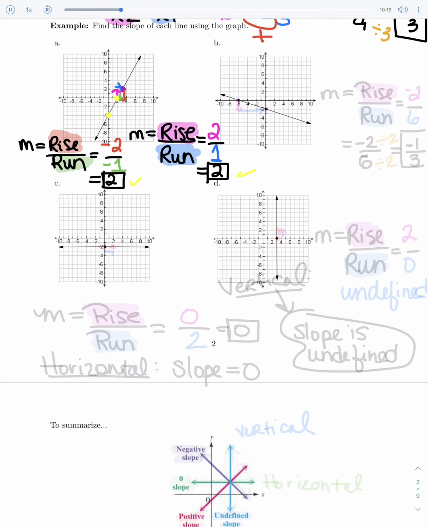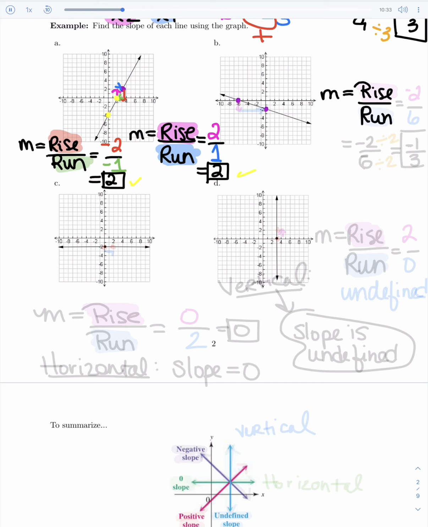Let's look at another one. Let's look at this next one. They only labeled 2 points for us, which will make our lives a little bit easier at least. So let's use those 2 points. And again, if we were trying to find the slope, the easiest way if we have a picture is to look at it as rise over run.